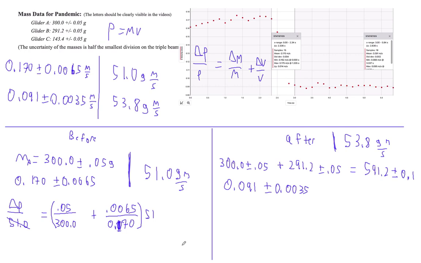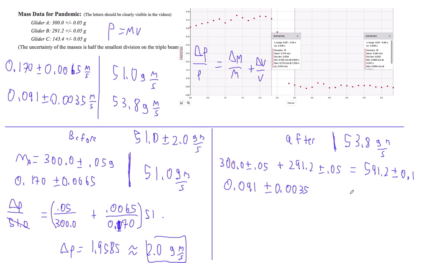And that's 1.9585, okay? So delta P is 1.9585. So I'm going to say that that's about 2.0, okay? That's gram meters per second. So before it was 51.0, right? Plus or minus 2.0 gram meters per second.